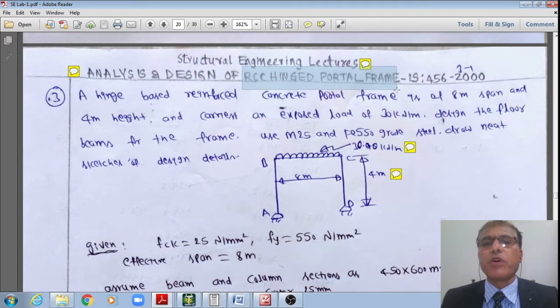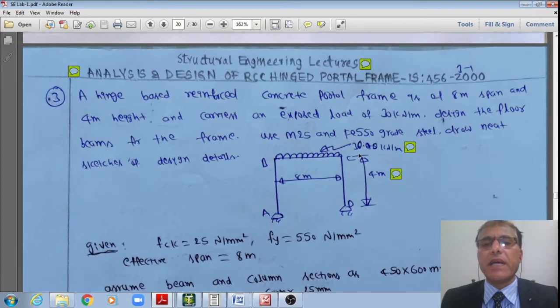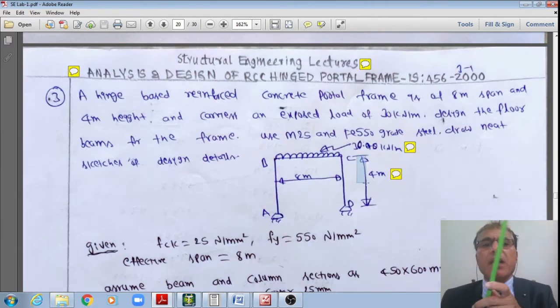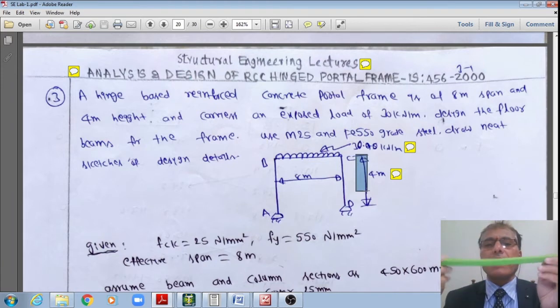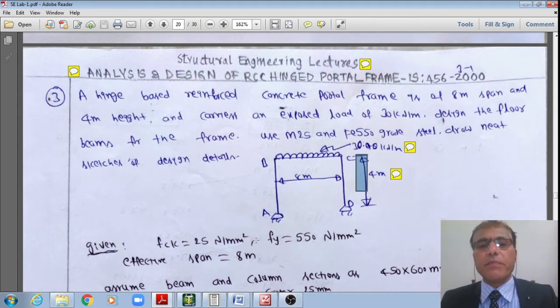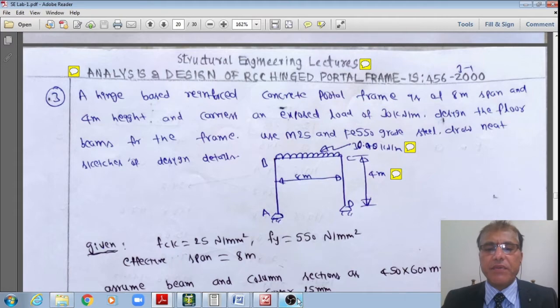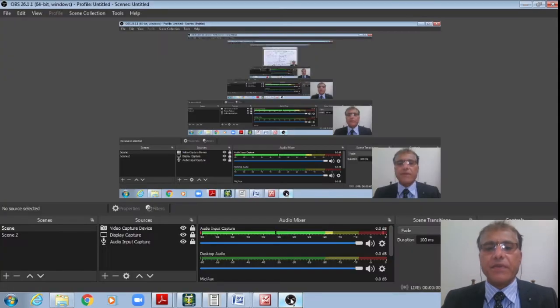This is an RCC hinged portal frame. Now, let us see the problem definition. A hinge-based RCC, reinforced cement concrete portal frame is 8 meter. Just now we have seen from the given problem data, it is 8 meter span and 4 meter height. This height of the column is 4 meters, and it carries a live load of 30 kilonewton per meter, right? Design the floor beams as well as the columns for the frame. Use M25 grade concrete and Fe 550 grade steel, right? And draw neat sketches of the design details, right? That is the problem data given, students, right?